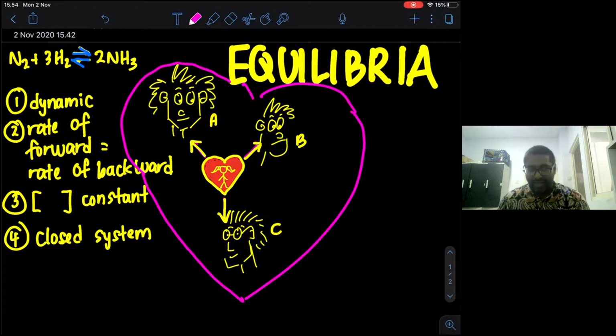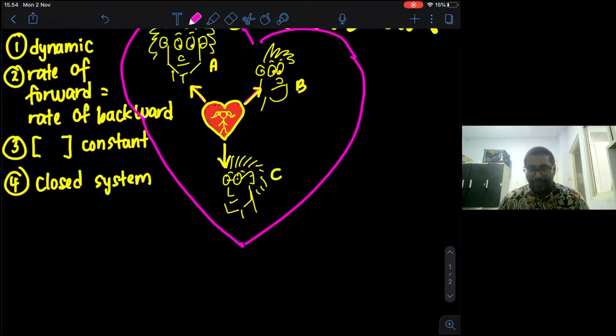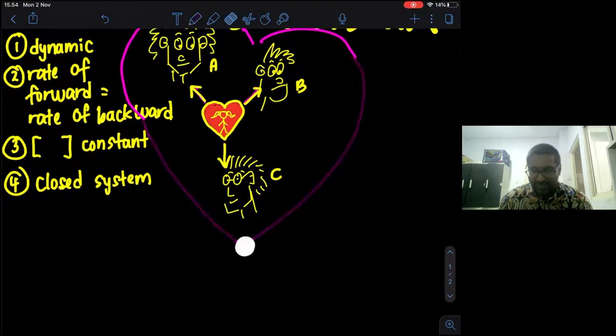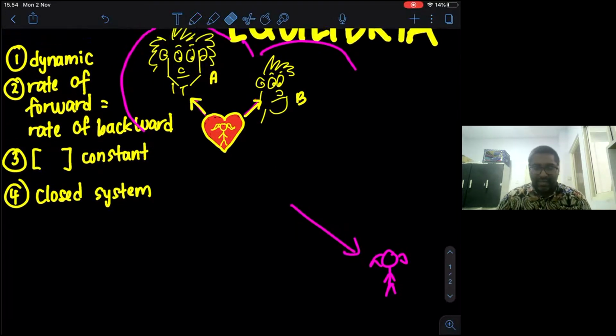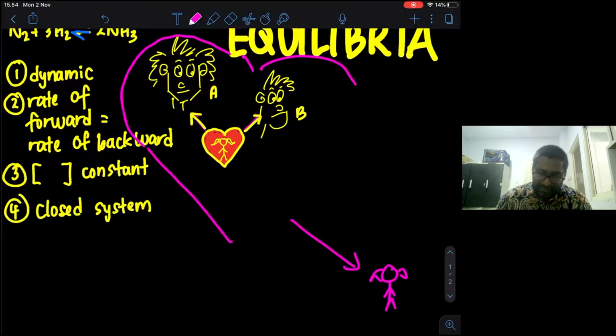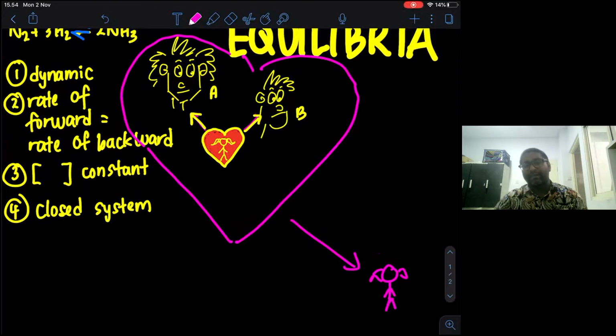So what happens if you have, for example, an open system? Let's say guy C saw another girl and fell in love with this girl. So he will go towards this girl, and the equilibrium is going to be only with these 2 guys. So earlier there was an equilibrium, but because something went out in an open system, a new equilibrium has to be achieved.